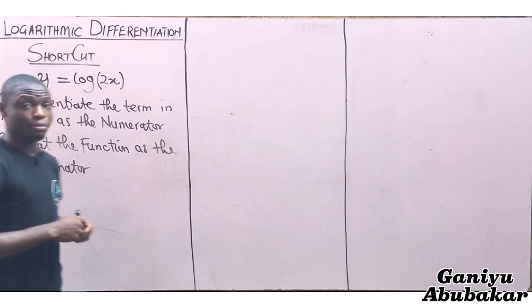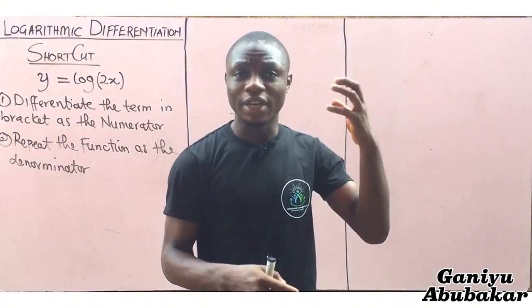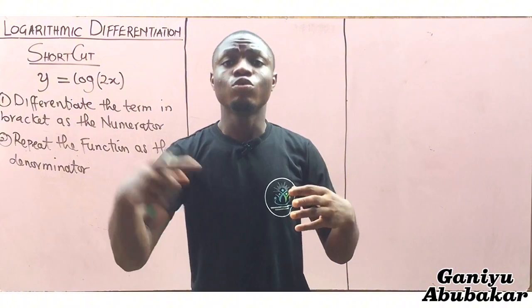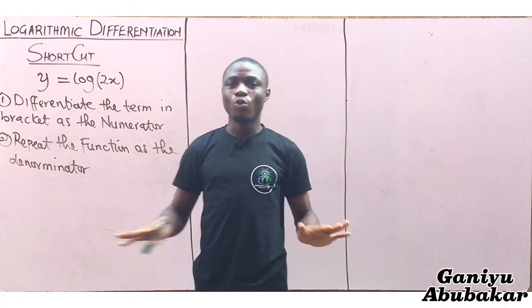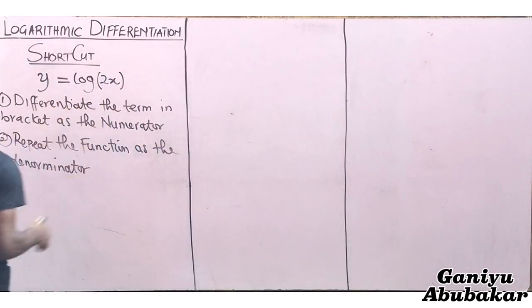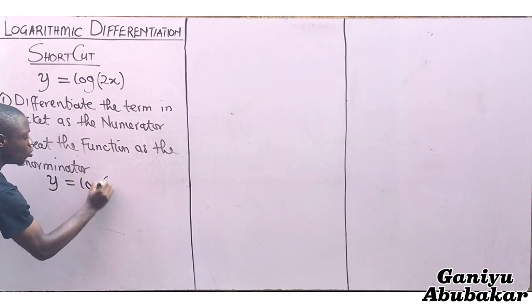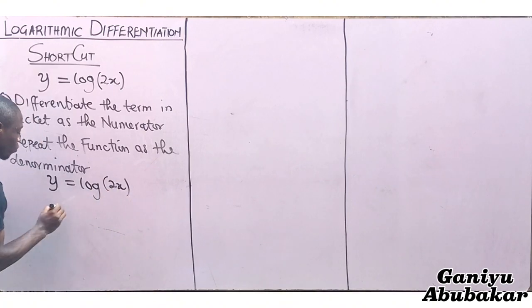So the idea is quite simple. Your rule 1 says differentiate the term in bracket as what? The numerator. Rule 2 says repeat the function as what? Denominator. Quite simple. So for this one here, your first task is that I have that y is equal to log 2x. Differentiate log 2x, I'll have what?